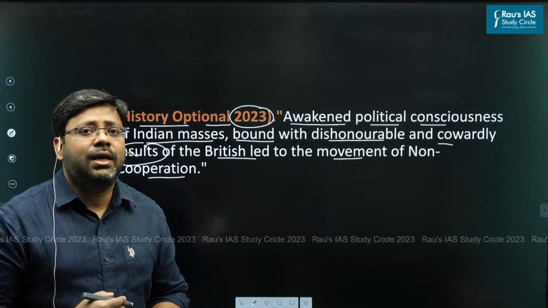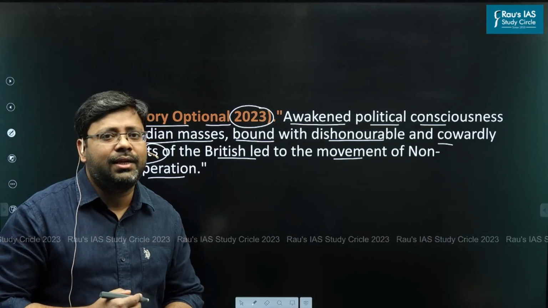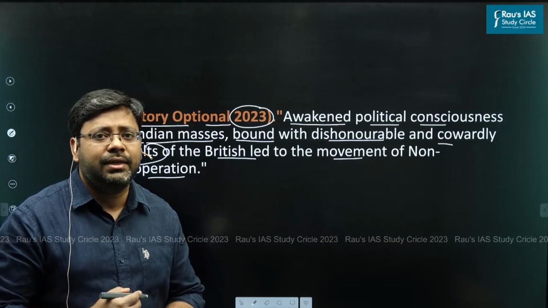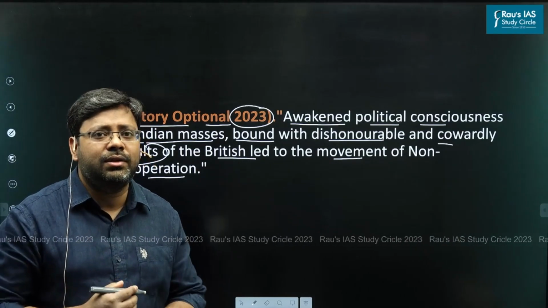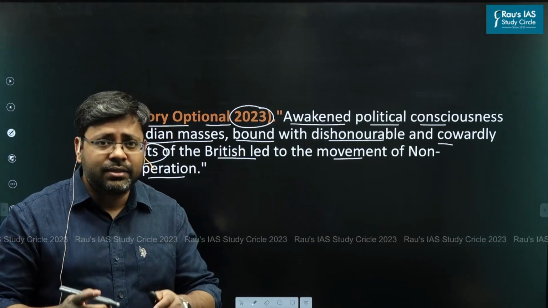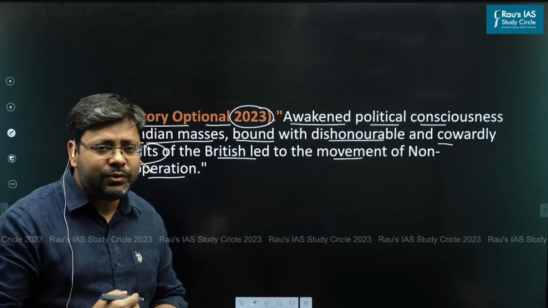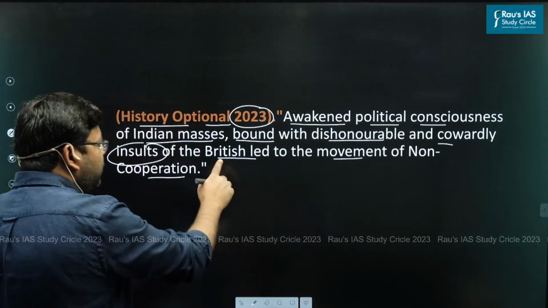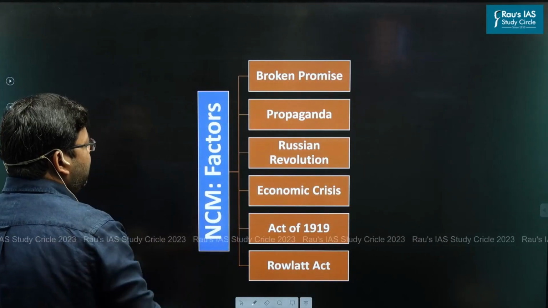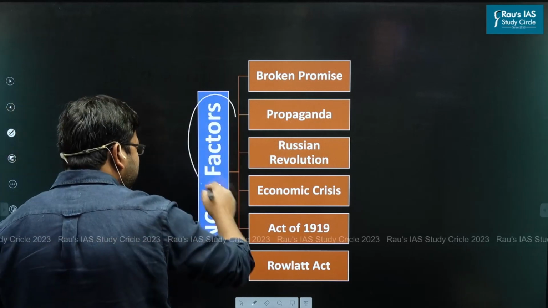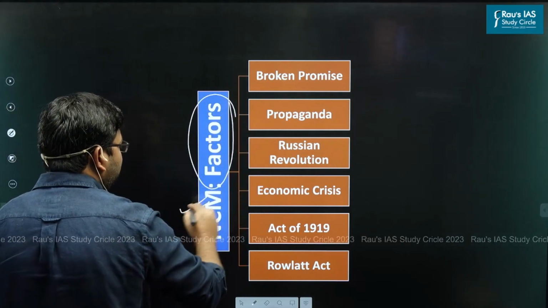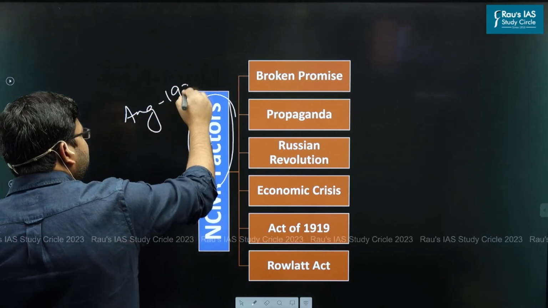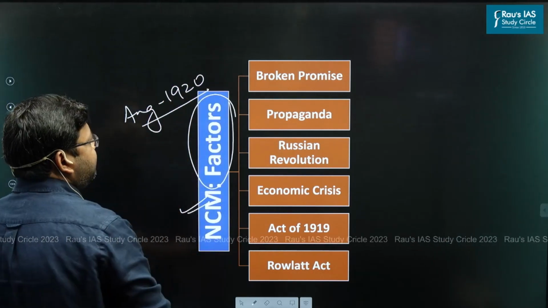Now, I told you that there's a sheer misconception that history optional is very factual. Look, facts are not history, just like a dictionary is not literature. Intelligent interpretation of the facts, that is what is history. Now, if we try to tackle this question conceptually, we have to figure out the factors that led to the non-cooperation movement, which started formally in August 1920.